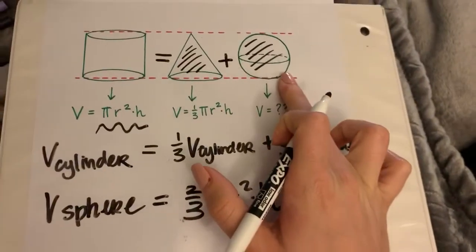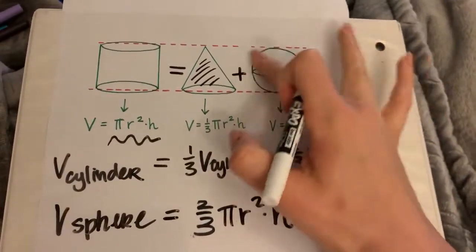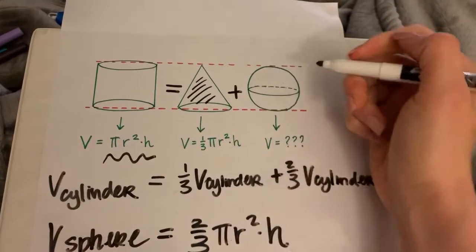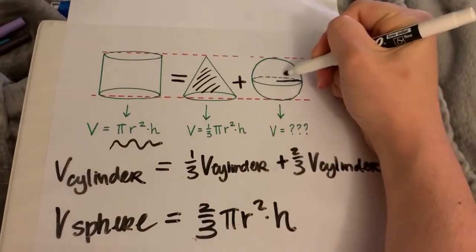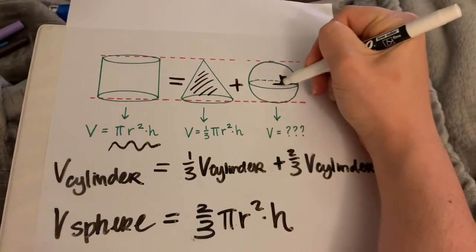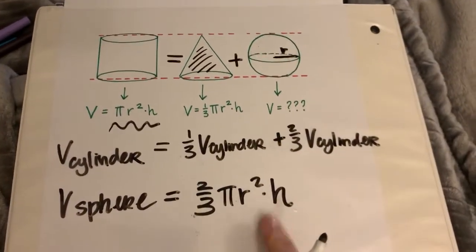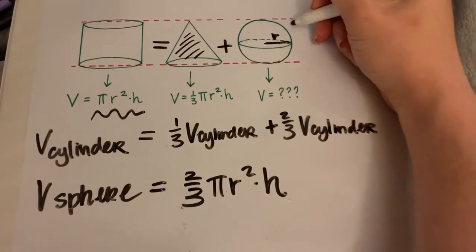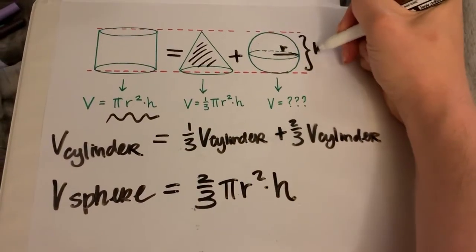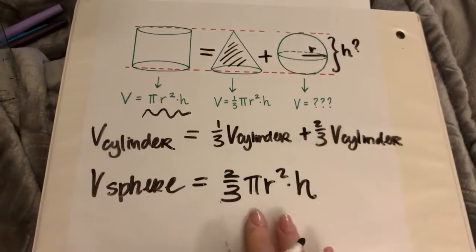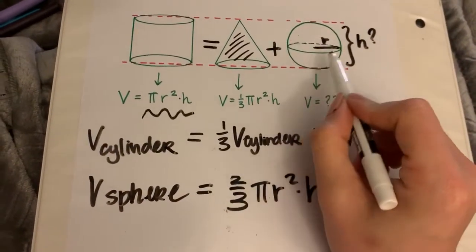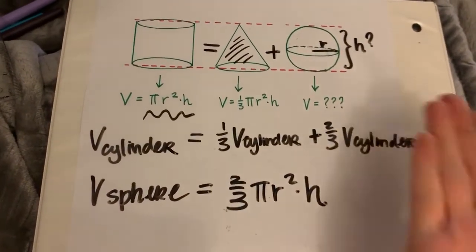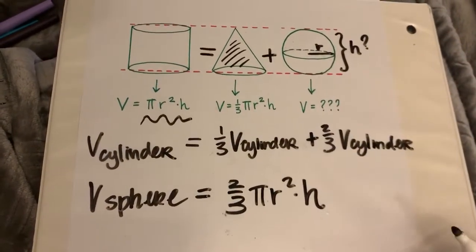If you look at this sphere, let me erase these lines. If you look at this sphere, we do know the radius. We would have to measure it, but it would be right here. We do know the radius. But there's an issue here of height. So let's look at this sphere. The question is, what exactly would the height be? We would need that in order to find the volume of a sphere. And when we're given a sphere, we're usually only given the radius. So how exactly would we figure out the height?